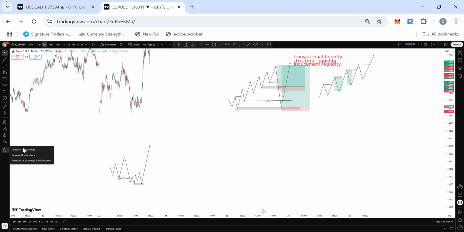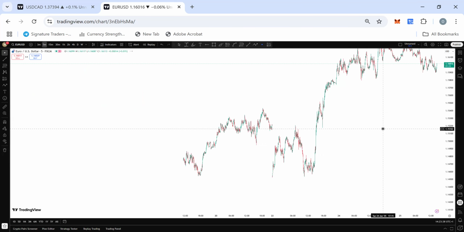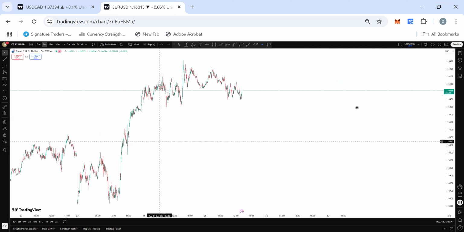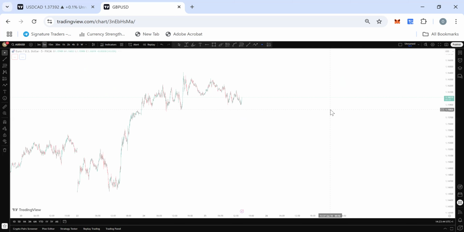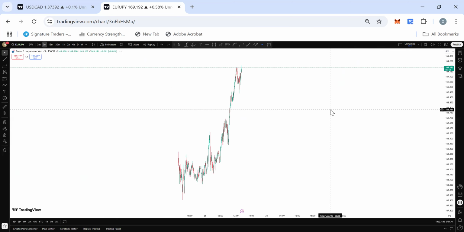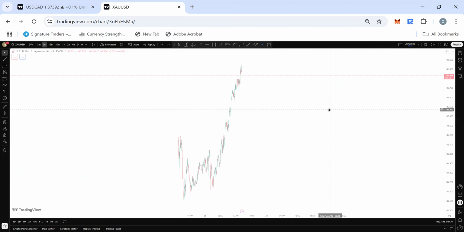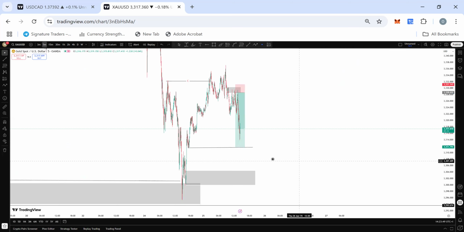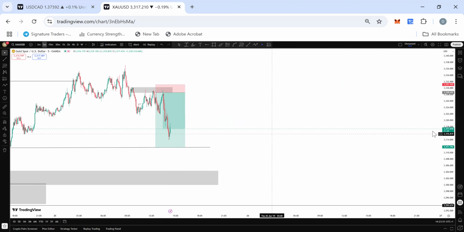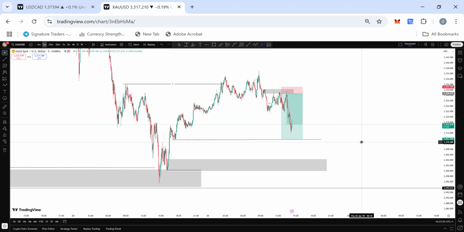Let me clear everything. Let me use this gold. I entered gold today. I entered this gold. So now on this gold, the first thing I do for me to enter the market, because I already understand liquidity.